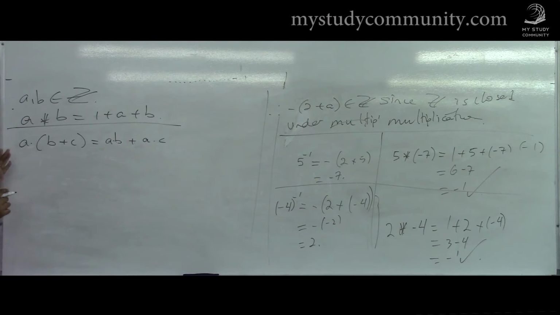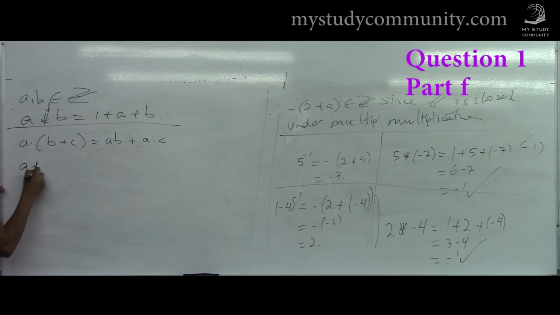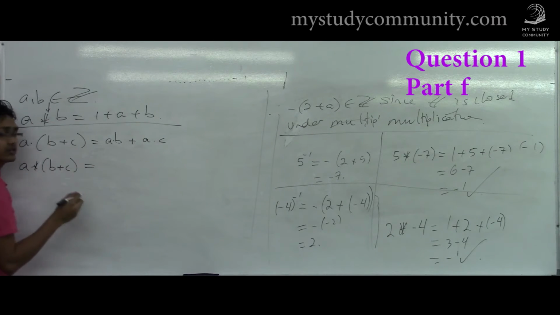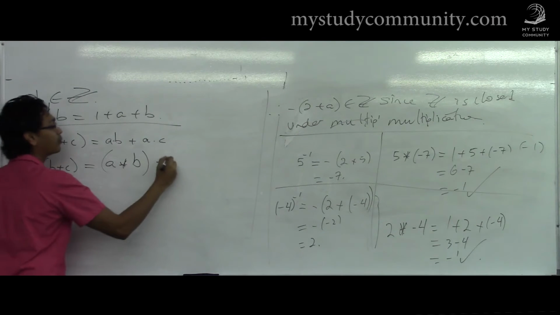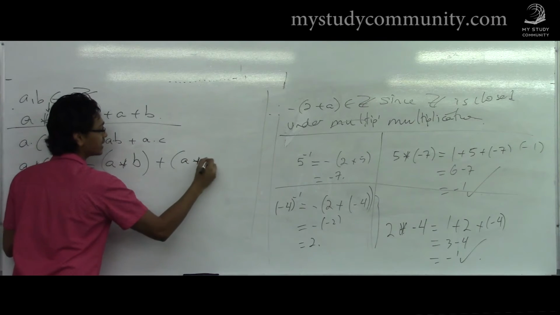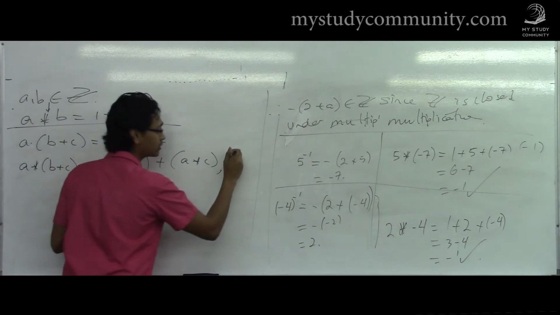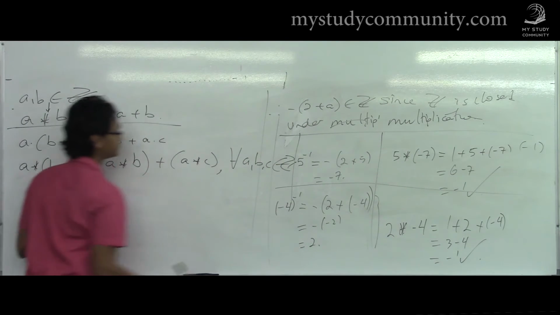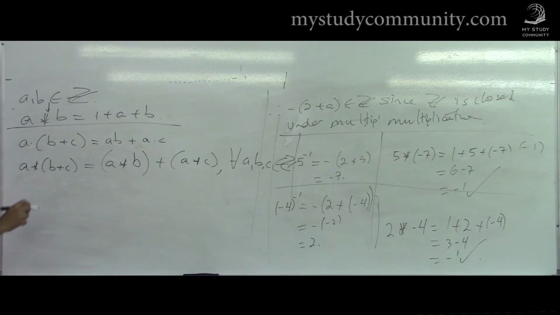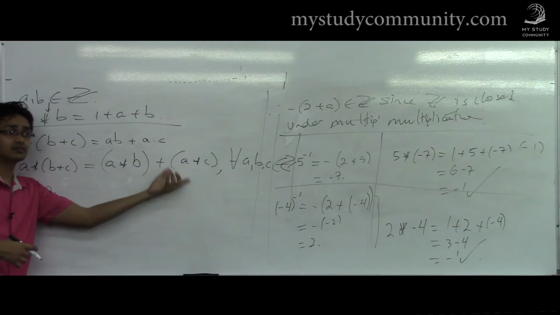So in this question it says, does star distribute over normal addition? So in other words, I want to know if A star (B plus C) will give me A star B plus A star C. And this has to happen for all values. Don't forget this. So what do I do? I take one side, I simplify. I take the next side, I simplify, and I see if they're equal.